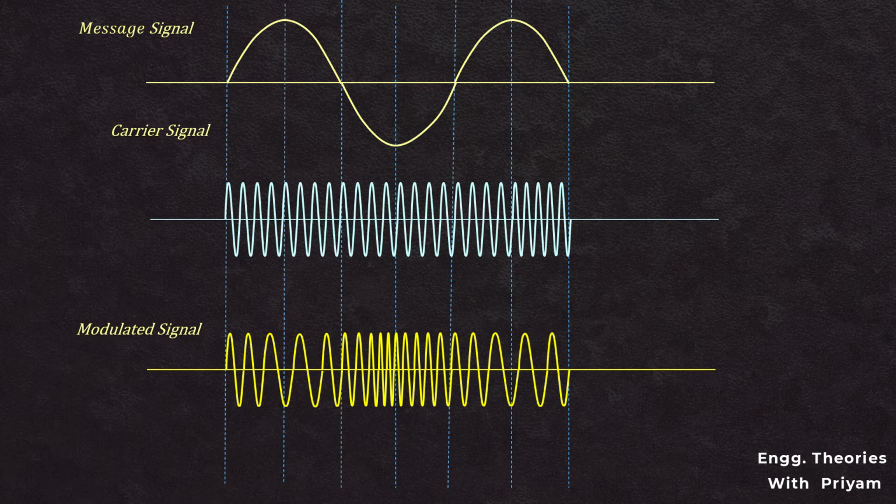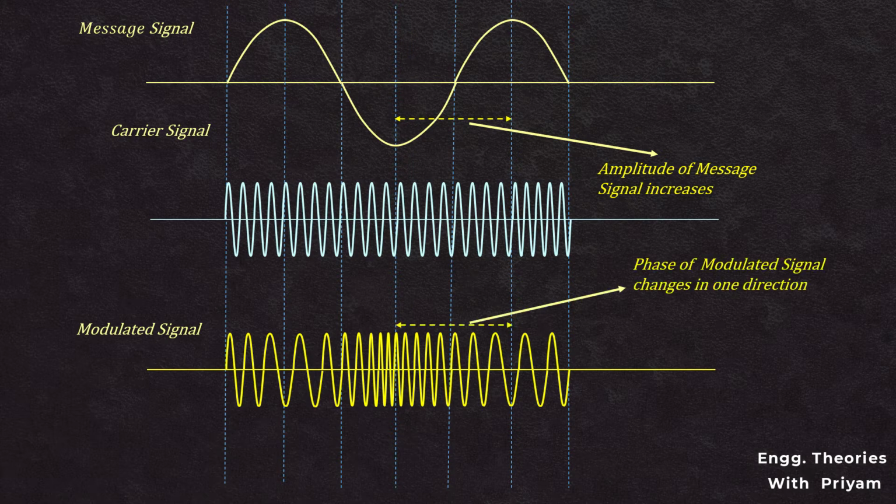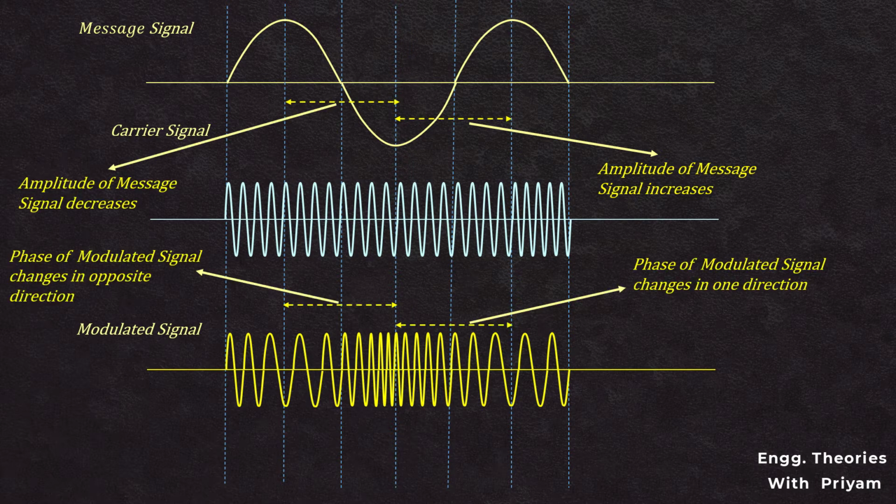There can be an infinite number of points in the phase of the modulated signal where the phase shift in the signal can take place. The phase of the carrier signal gets changed according to the instantaneous amplitude of the modulating signal. When the amplitude of the modulating signal is positive, the phase changes in one direction. If the amplitude of the modulating signal is negative, the phase changes in the opposite direction.